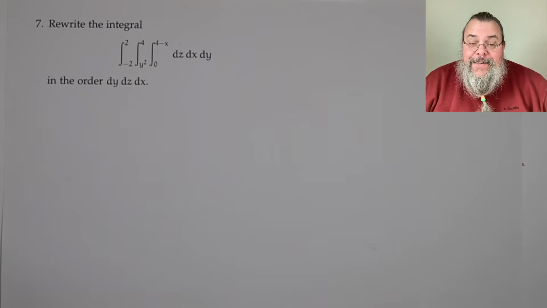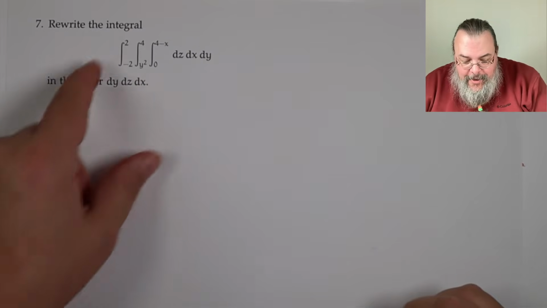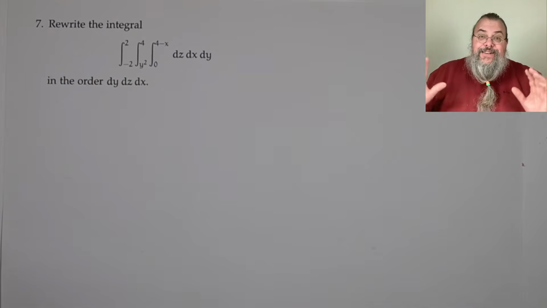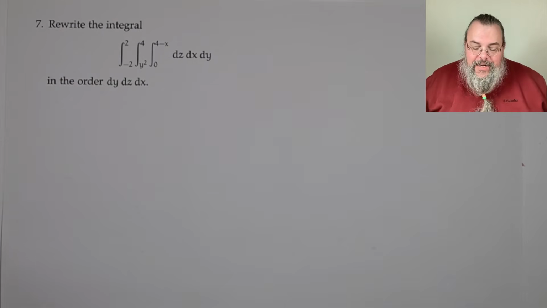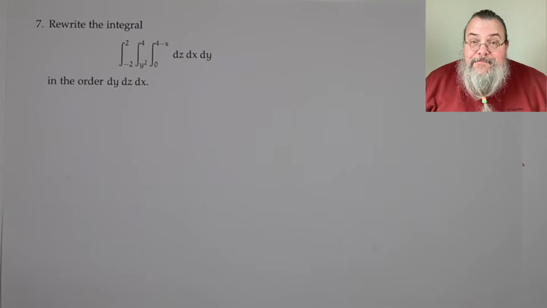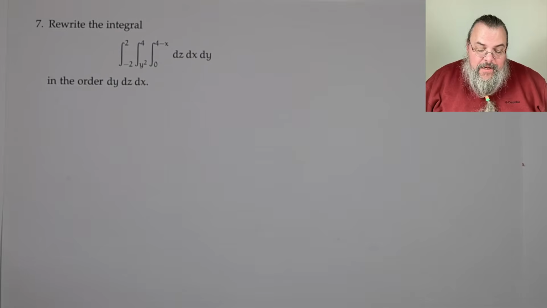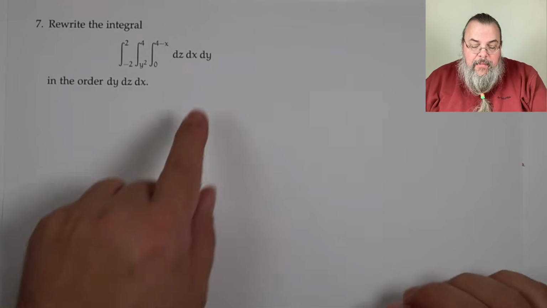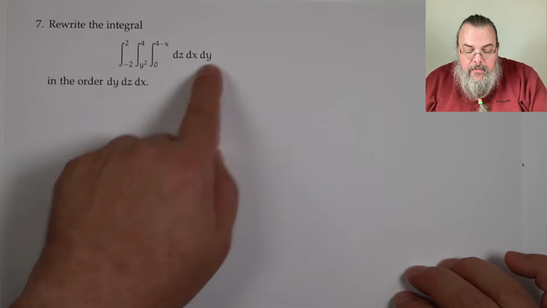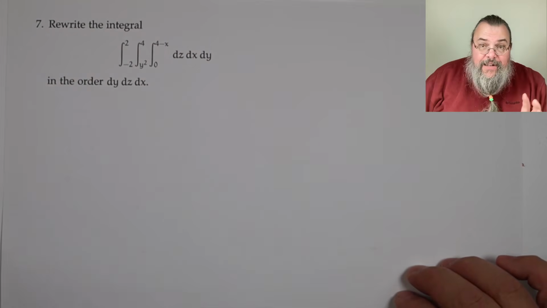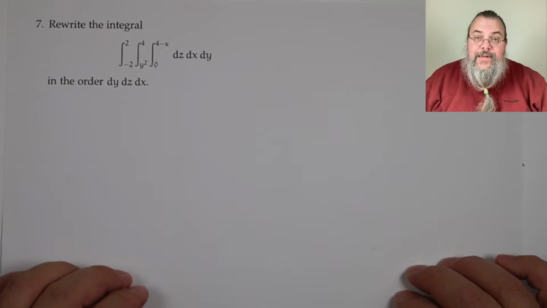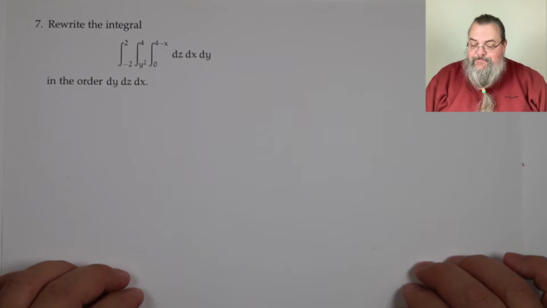Number 7, rewrite this integral in the order dy, dz, dx. So this is a change the order of integration problem. We don't have to integrate. Whew. So this should hopefully not be so bad. All right, so let's start by figuring out what's going on. We need to grab our current description from our bounds, use that to figure out our shape, and then use that to go to our new description and our new bounds.